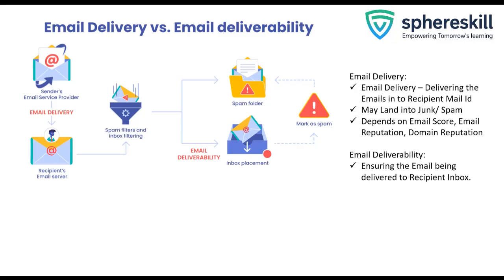So the first factor is getting the email sent to the recipient server and accepted by the recipient server. Then the second is making the email classified with a good spam score and then getting it delivered to the recipient mailbox. These are the two important factors.